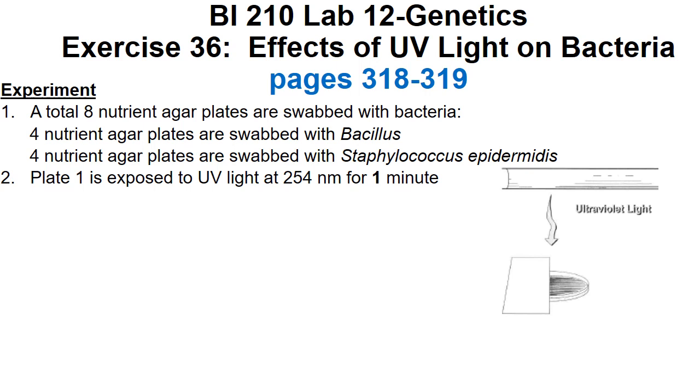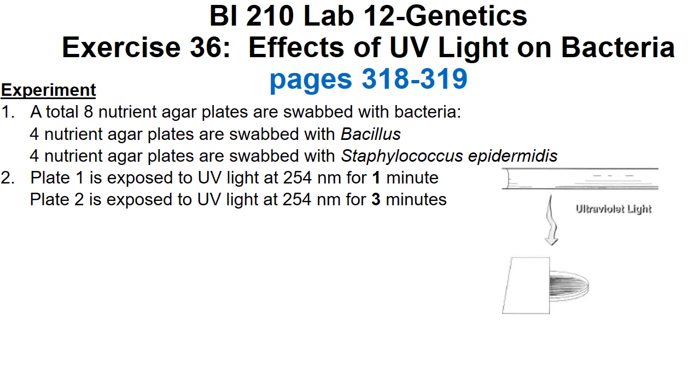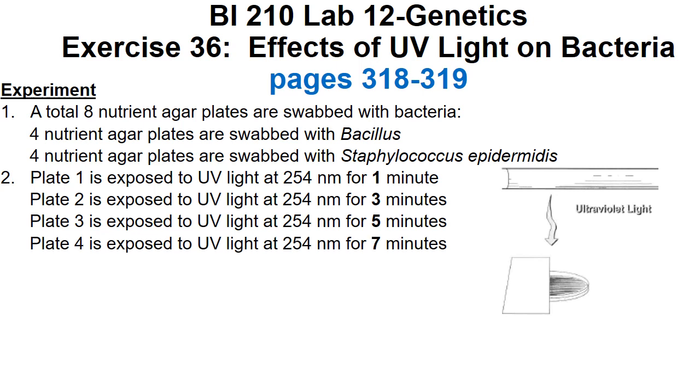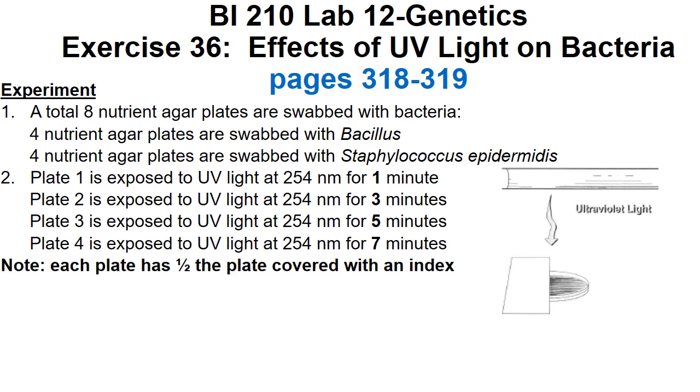Step 2. Plate 1 is exposed to UV light at 254 nanometers for 1 minute, plate 2 at 3 minutes, plate 3 for 5 minutes, plate 4 for 7 minutes. So we actually have a total of 8 plates, but we're going to set up 4 of them, 1 for each bacteria. In other words, Bacillus plate 1 is 1 minute exposure, and Staphylococcus plate 1 is 1 minute of exposure.